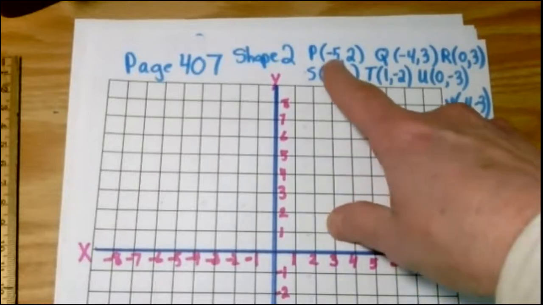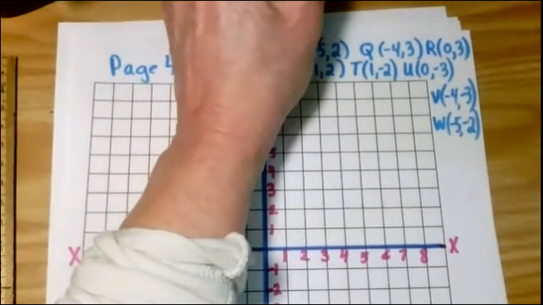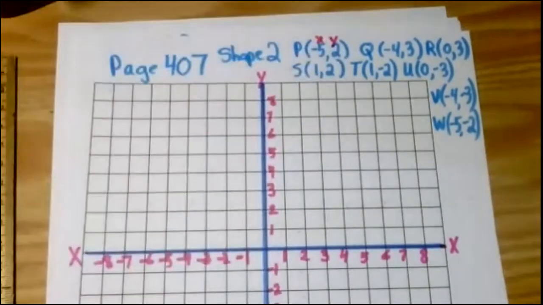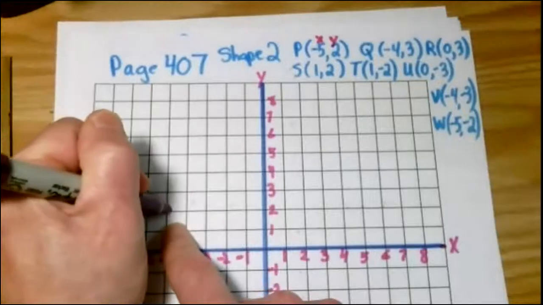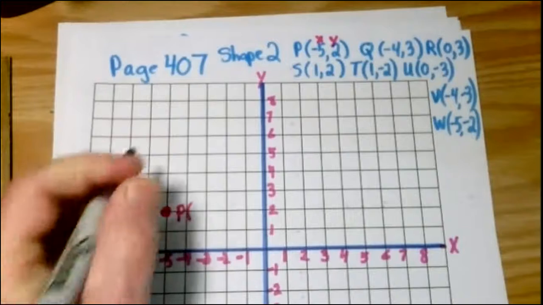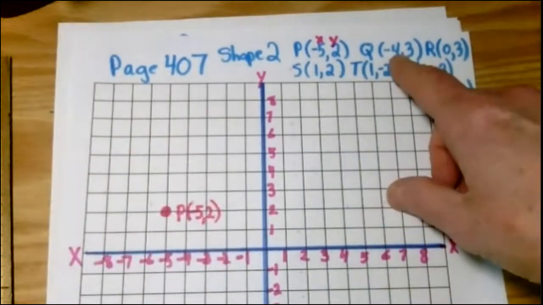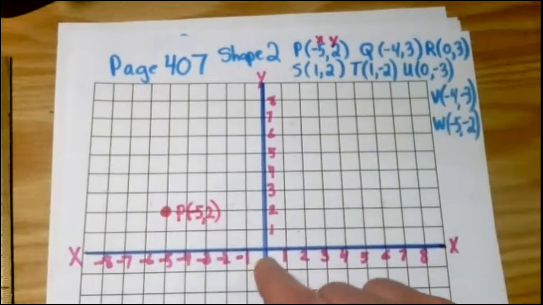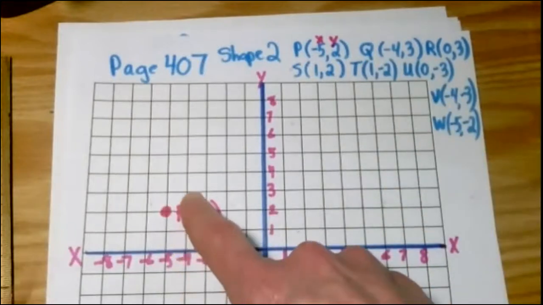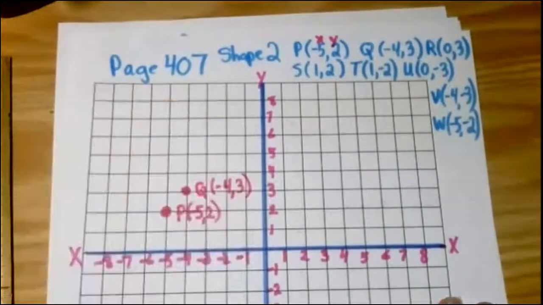So point P is -5, 2. Remember, the X is first, and the Y is second. This time we're in the negatives, so we're going to go to quadrant 2, -5, and we have to go up to 2. So -5, 2 is right here. That's point P. Don't forget to label it and write its coordinates next to it. Q is -4, 3. -4 is my X value. I have to go up to 3 where they meet. That's Q, and that's -4, 3.